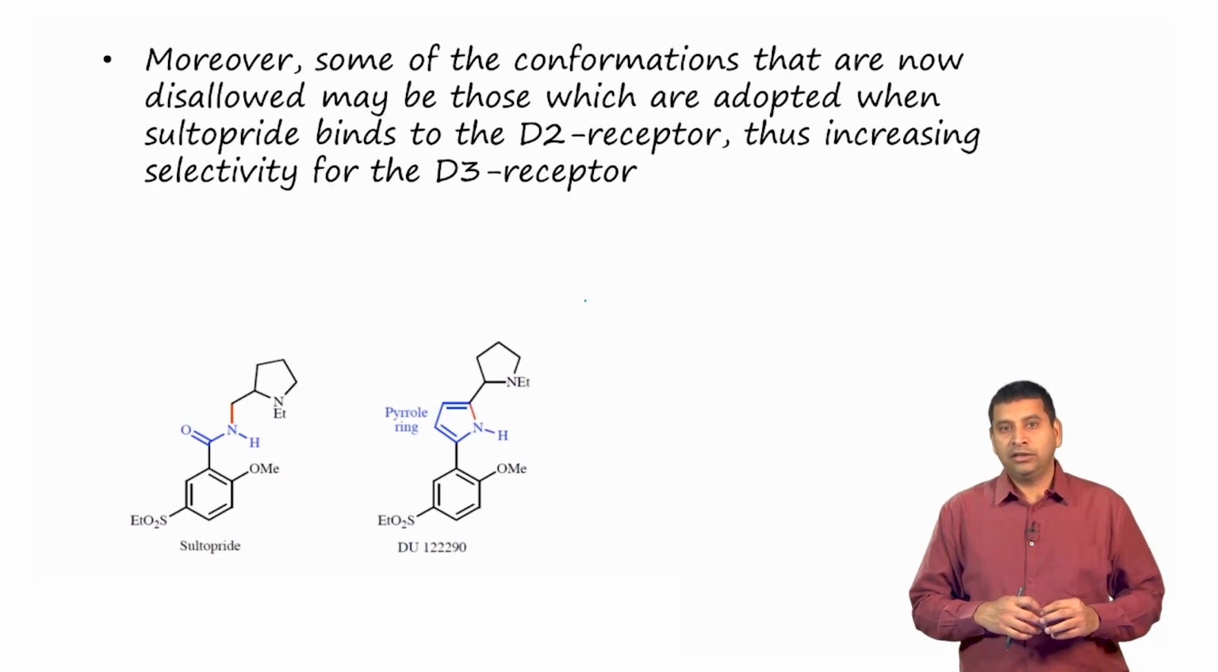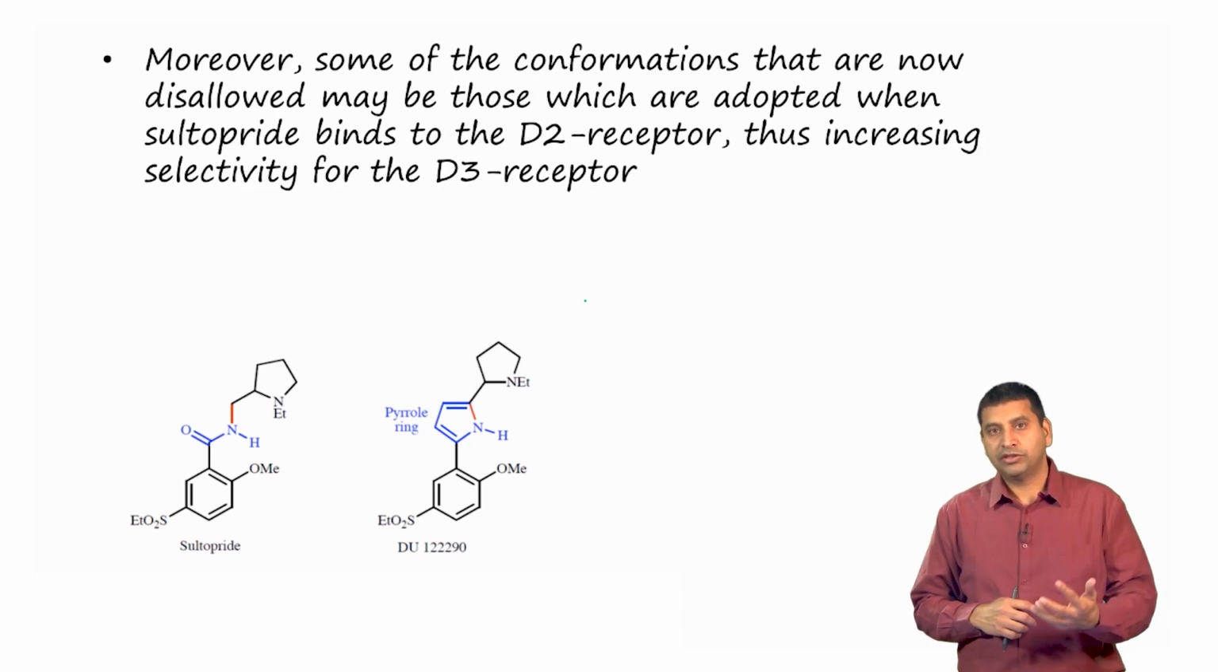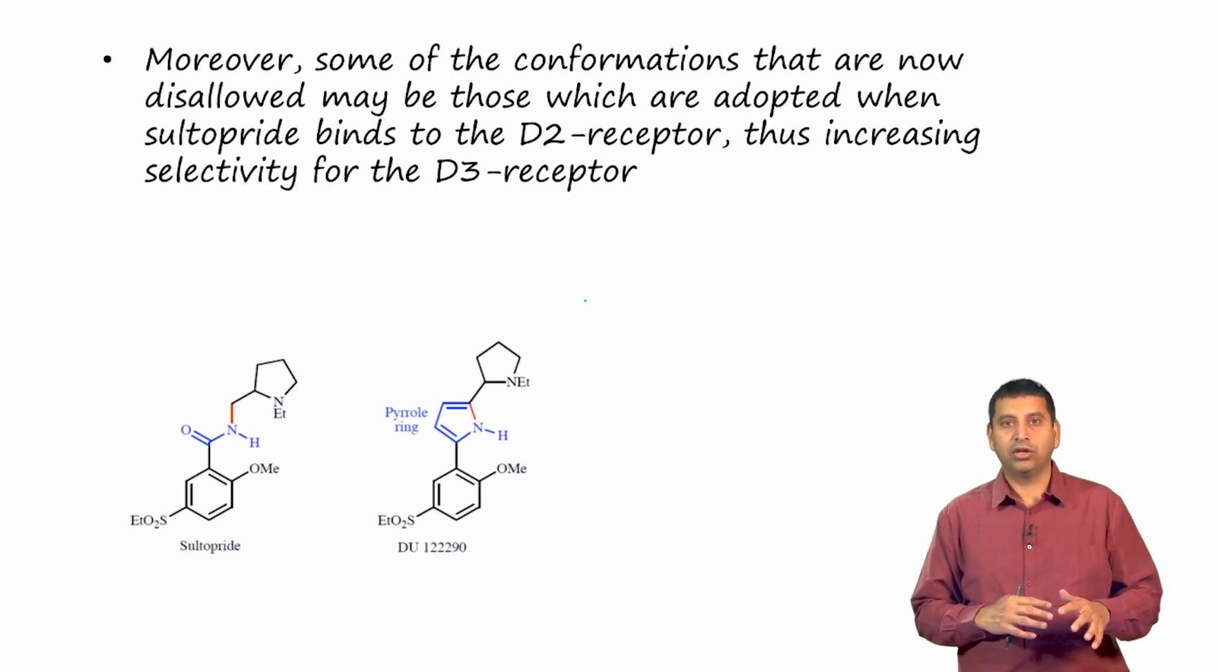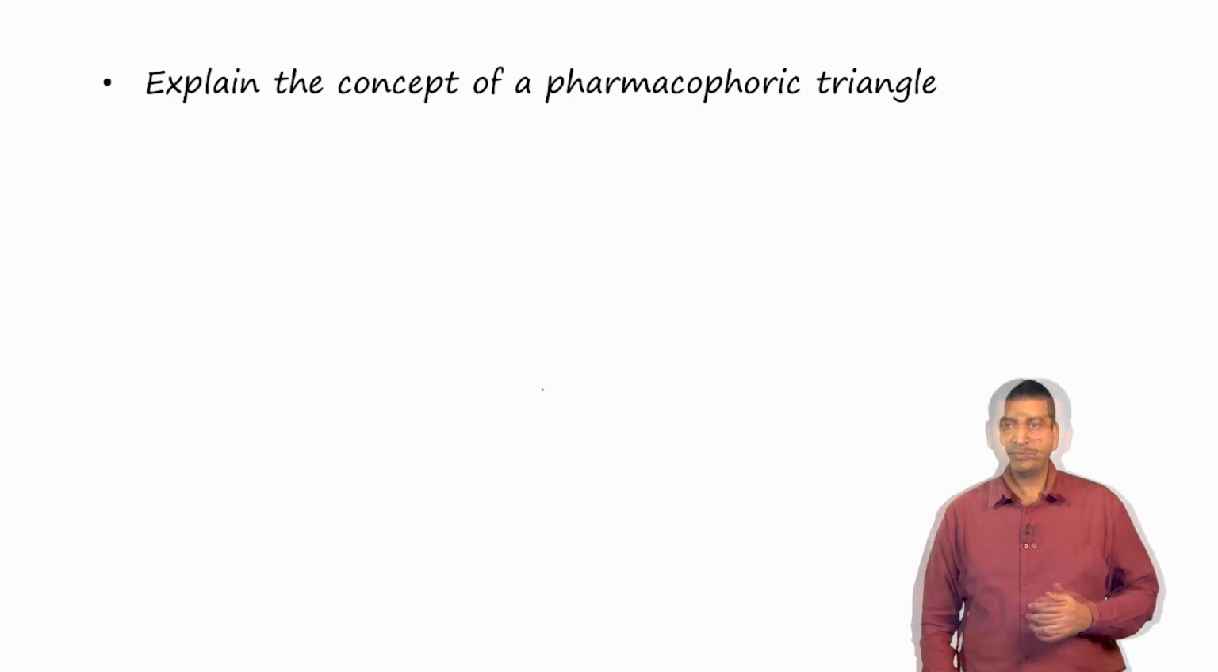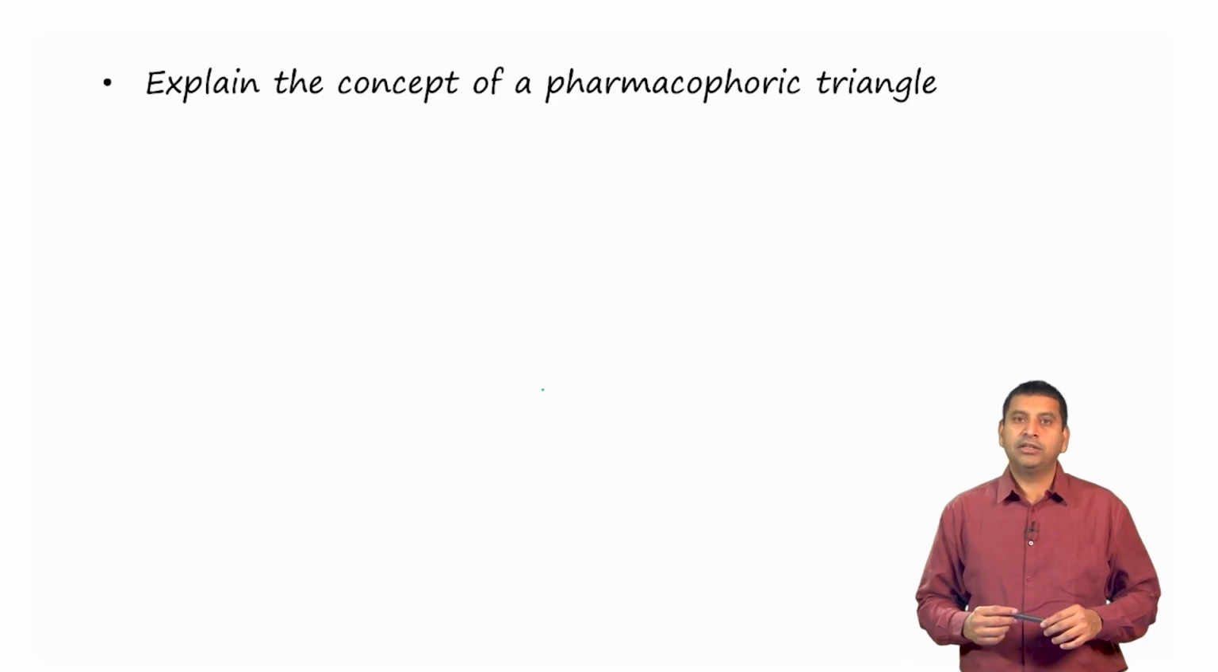So in the case of the pyrrole, some of the conformations which are possible in sultopride are actually not allowed, and therefore by doing this we are increasing the selectivity of the molecule to one particular receptor over the other. The next question is, explain the concept of a pharmacophoric triangle.